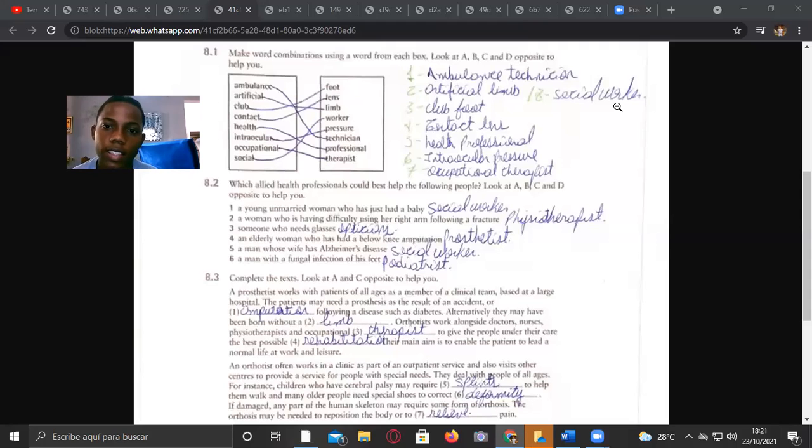Make word combinations using a word from each box. Look at A, B, C, and D opposite to help you. The first one is ambulance technician. Second, artificial limb. Third, club foot. Four, contact lens. Five, health professional. Six, intraocular pressure. Seven, occupational therapist. Eight, social worker.